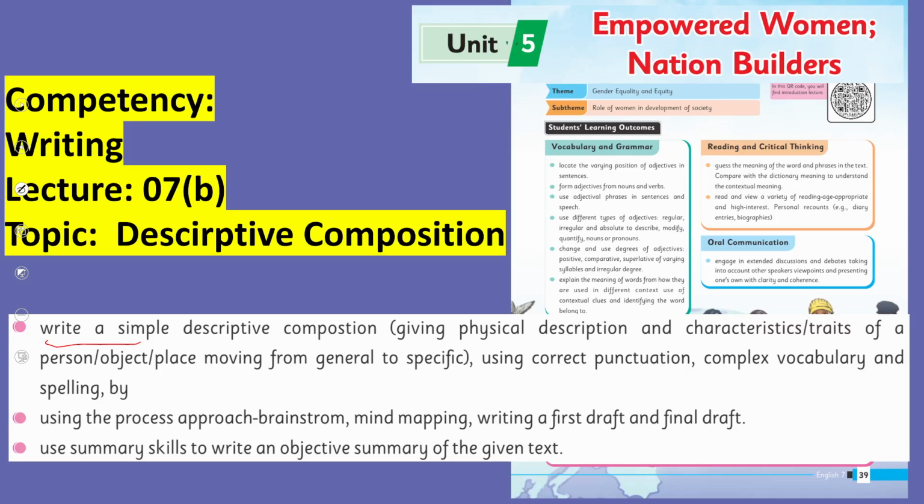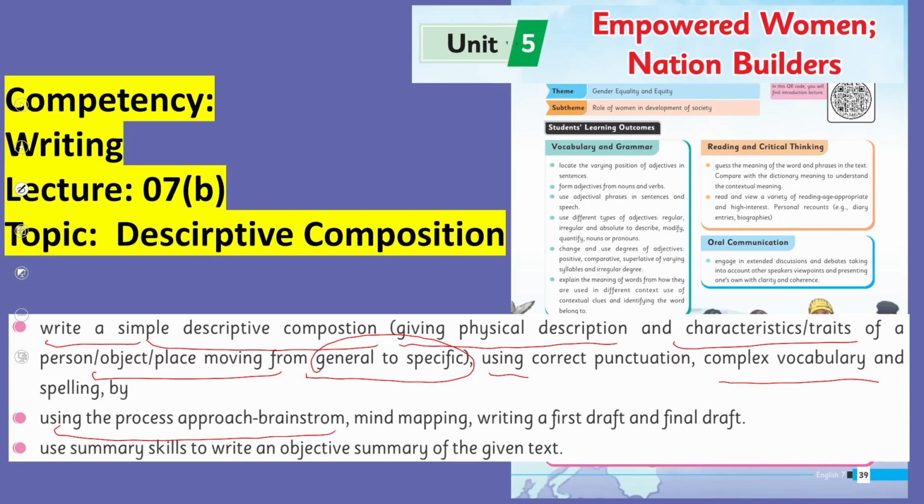write a simple descriptive composition giving physical description and characteristics or traits of a person, object, or place, moving from general to specific using correct punctuation, complex vocabulary, and spelling. By using the process approach, brainstorm, mind mapping, writing a first draft and final draft.